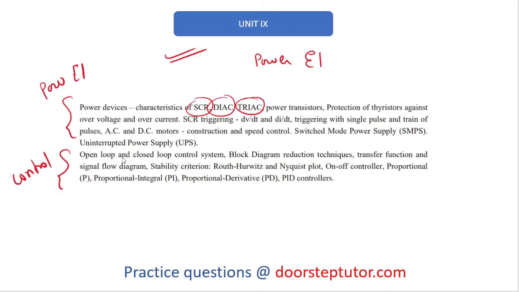If you look at the syllabus, they asked one question related to open loop and closed loop system. There was a question related to transfer function, and there was a question related to controller and compensators.